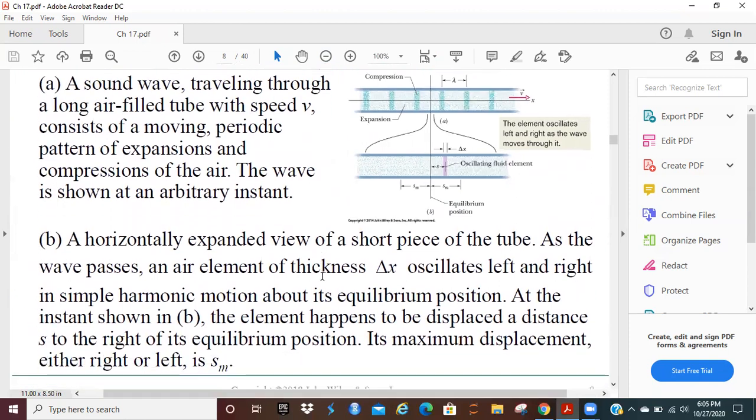So, as the wave passes, an air element of thickness delta x oscillates left and right in simple harmonic motion about its equilibrium position. At the instant shown in B, the element happens to be displaced a distance s to the right of its equilibrium position, and its maximum displacement, again, is marked by S sub m.